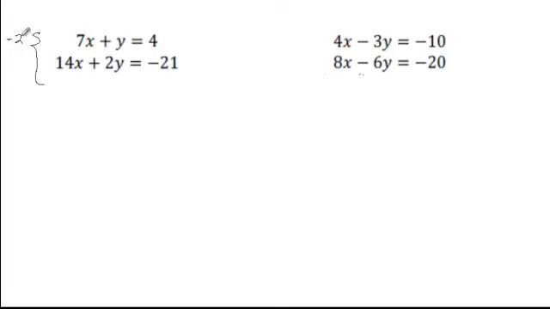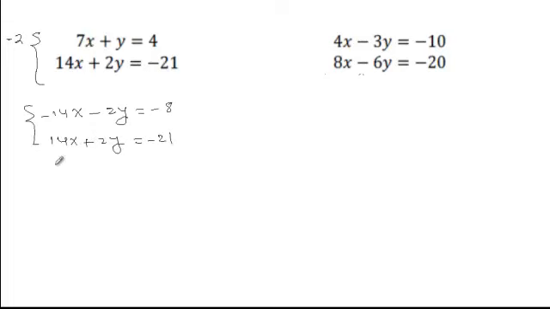So minus 2 times 7 is minus 14x. Minus 2 times y equals minus 2y, equals minus 2 times 4 is minus 8. So what do we have here? We have 14x plus 2y equals minus 21.